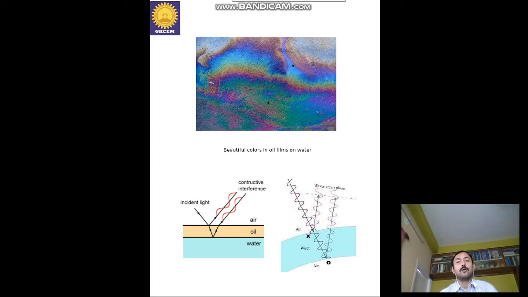The mechanism of these colors is due to the interference of light that is shown here in the presentation. Light is incident and it is reflecting back from different surfaces. They are maintaining a path difference. Under the condition of the path differences, they will produce constructive or destructive interference. Then the color in the fringes will form.